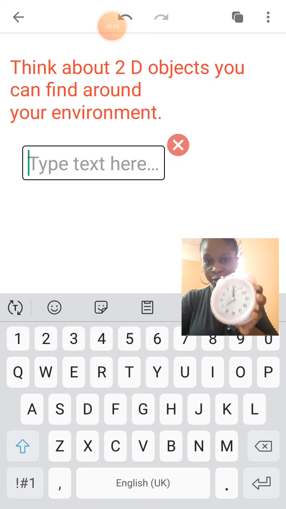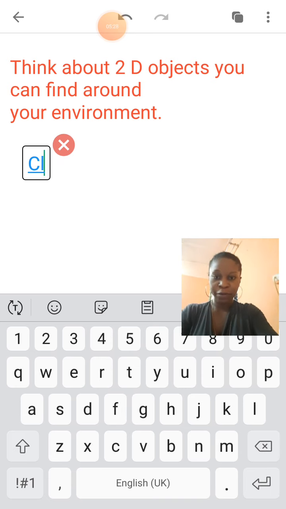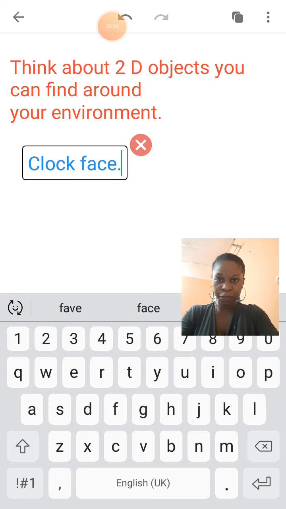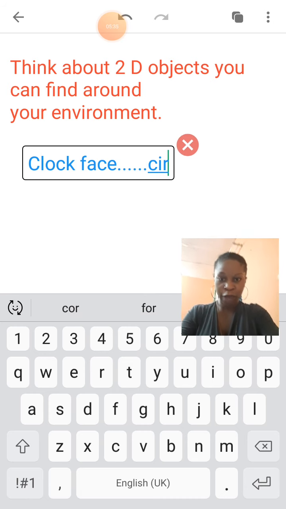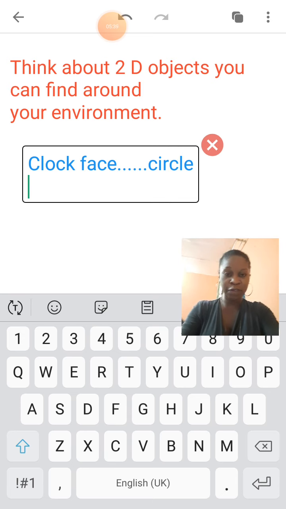That's my clock. So a clock is a 2D shape. A clock face, and the 2D shape is the circle. So I identify an object and I put the shape by the side. Did you see that? Yes.